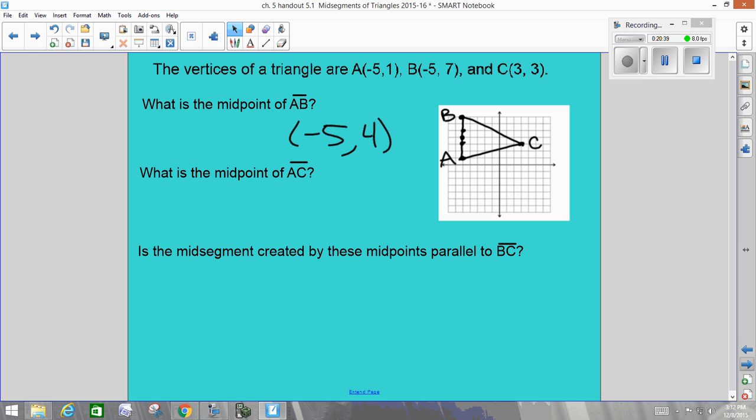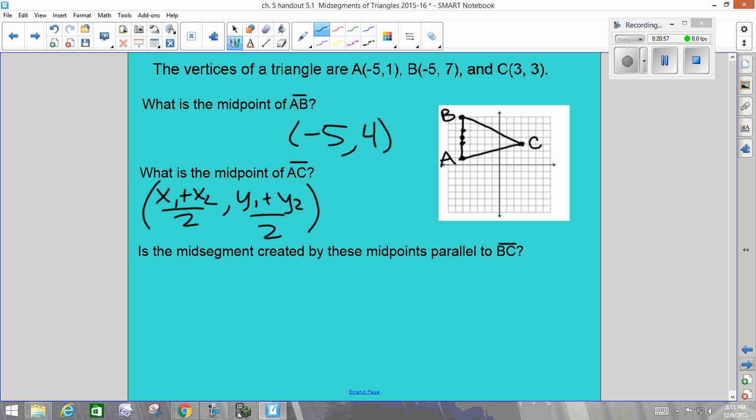Louder now. You said it quieter. Oh, I did. X1 plus X2 over 2. Good job. And then what? Good. Remember, average, you add everything up and divide by the number there are. So if I'm going to find the average of the endpoints, there's only 2 endpoints. That's why we divide by 2.